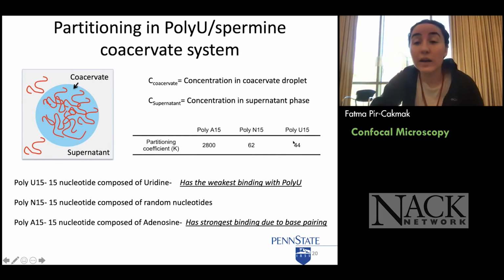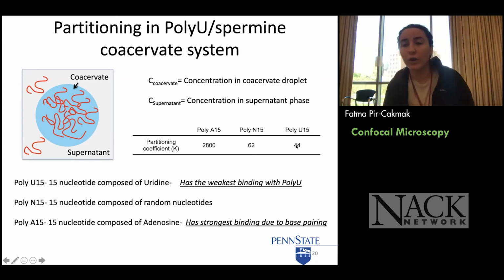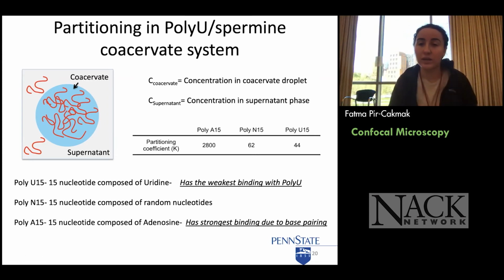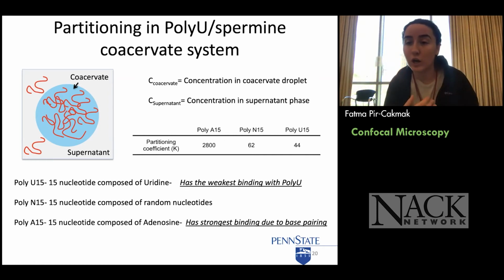2,800 times more. When I have the PolyU, it is around 44 times more partitioned into the droplet. It's quite a stark difference. It shows that you have certain interactions, such as base pairing, that make these things partition.